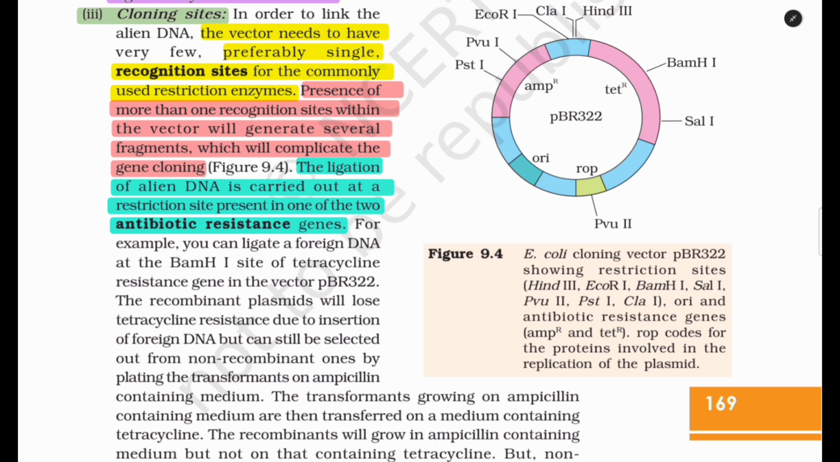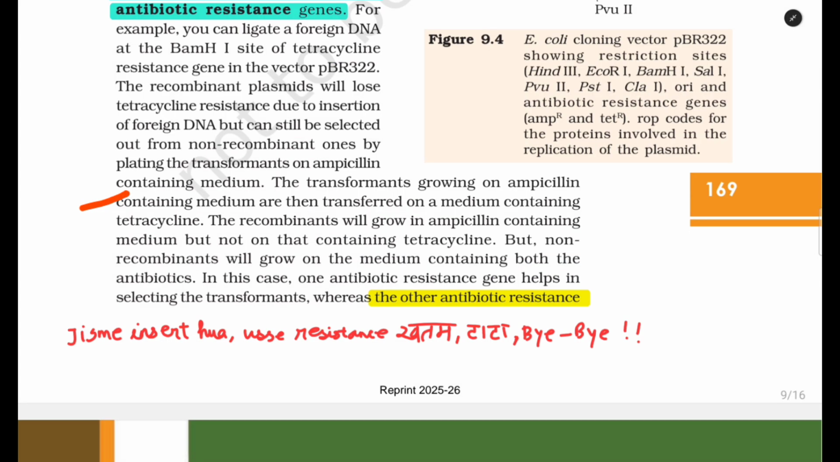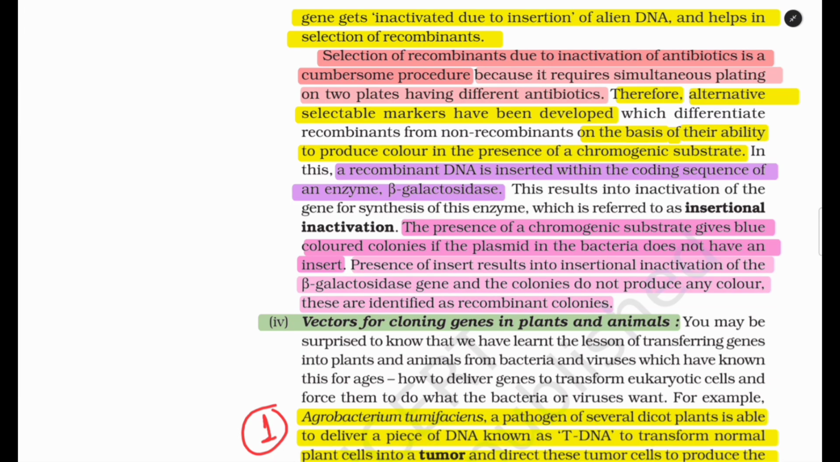The transformants growing on ampicillin containing medium are then transferred on a medium containing tetracycline. The recombinants will grow in ampicillin containing medium but not on that containing tetracycline. But non-recombinants will grow on the medium containing both the antibiotics. In this case, one antibiotic resistant gene helps in selecting the transformants, whereas the other antibiotic resistant gene gets inactivated due to insertion of alien DNA and helps in selection of recombinants.